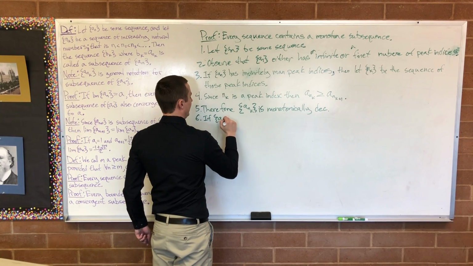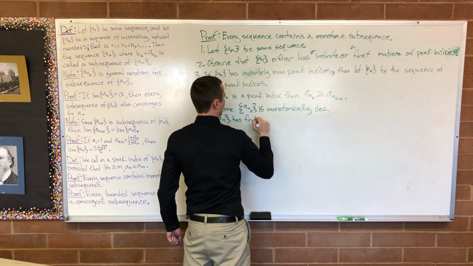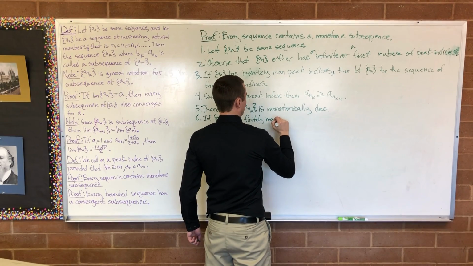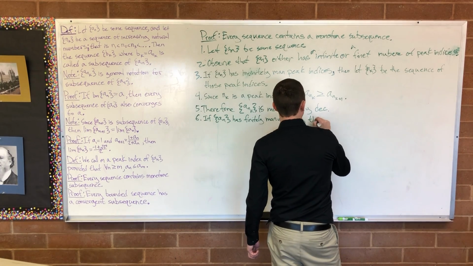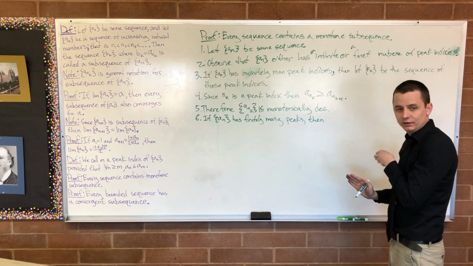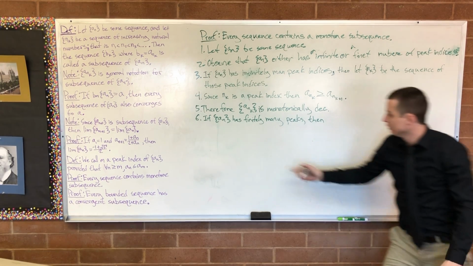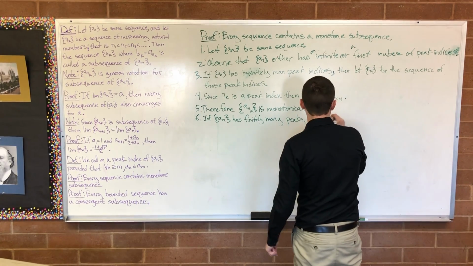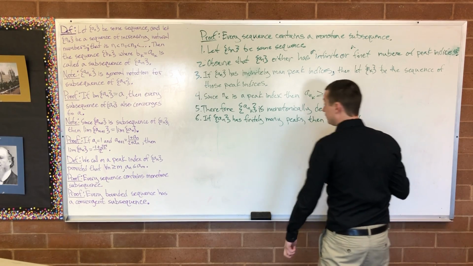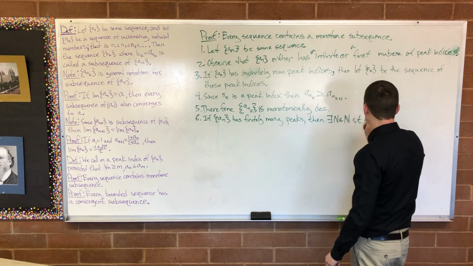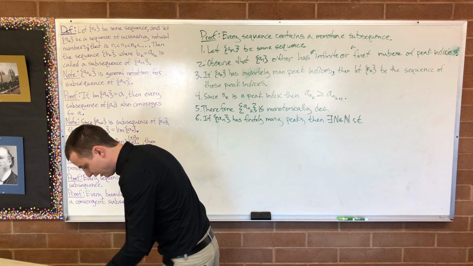If a sub n has finitely many peaks, then there has to come a point in the sequence where from that point onwards we no longer have any peaks. So if a sub n has finitely many peaks, then there exists some index n such that, how do I want to say it? Let me see how I wrote it in my notes. But basically from that point onwards, we don't have any peaks.